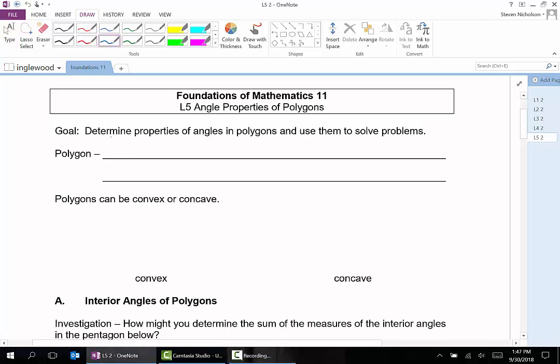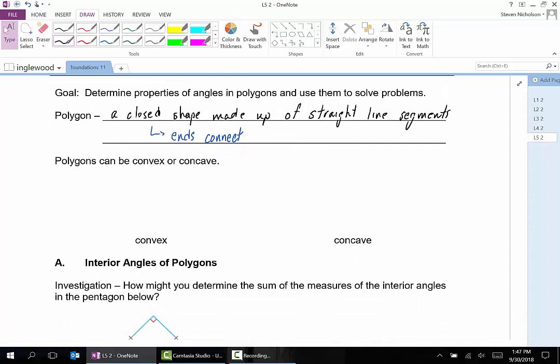what is a polygon? A polygon is a closed shape made up of straight line segments. And by a closed shape, I mean like a square, like a triangle. The ends of each line segment connect. So a circle is a closed shape, but a circle isn't a polygon because a circle is curvy.